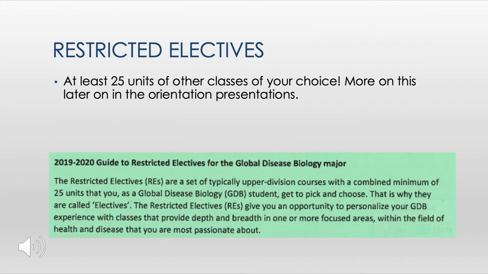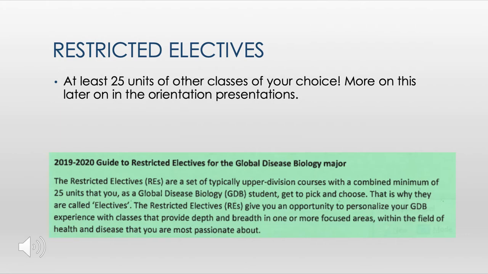Restricted electives are something that make the GDB major pretty unique. These are at least 25 units of other classes, kind of your choice. We'll do an entire presentation on these in a little while, but just to give you a general rundown, these are classes that you generally take in your last and second to last year here at Davis, and they are units that we give you to make the degree what you want.